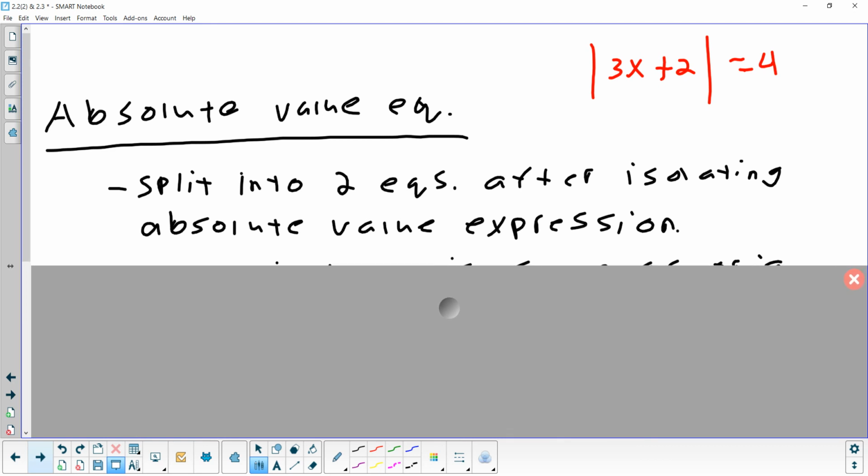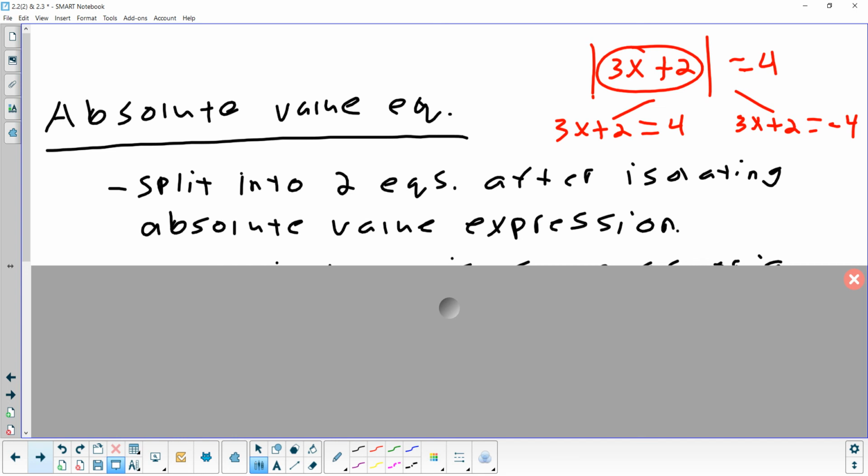Now, we're going to split it into 2 problems. And I want you guys to focus on what's in here. What does 3x plus 2 have to come out to make this equation true? Yeah, either 3x plus 2 has to come out to 4. That would make the equation true. Or, what else could 3x plus 2 come out to? Yeah, -4.